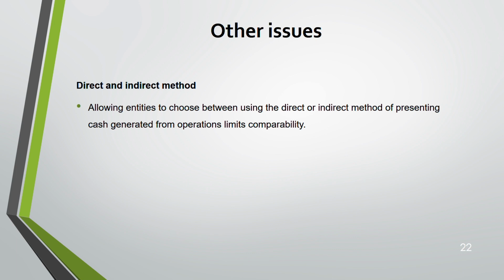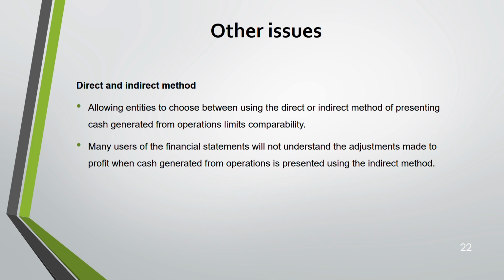Number one issue is, because you are giving a choice to do direct or indirect, you cannot compare the two entities. Some might use direct, some might use indirect method. It's difficult to compare. Second, not many will understand the adjustments that you do to the profit before tax using the indirect method.